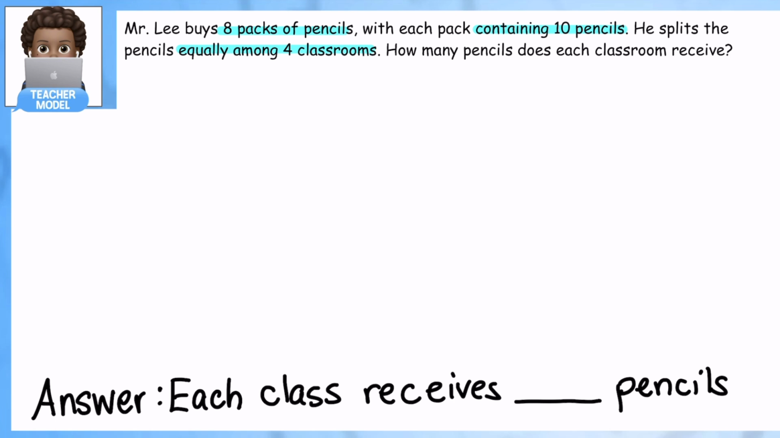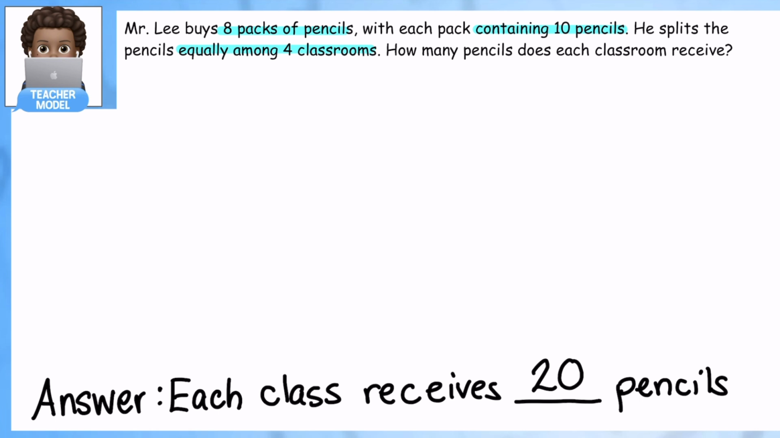Okay, I hope you're ready. And here's the answer in 3, 2, 1. Each class receives 20 pencils. If you have the same answer as me, you can move on to the next guided practice. If you don't, stay right here. We'll go through the problem together.